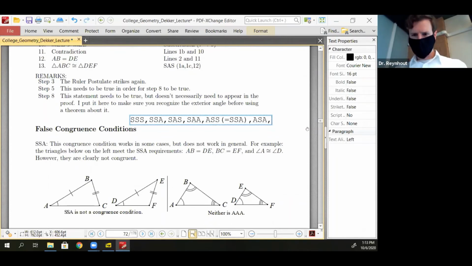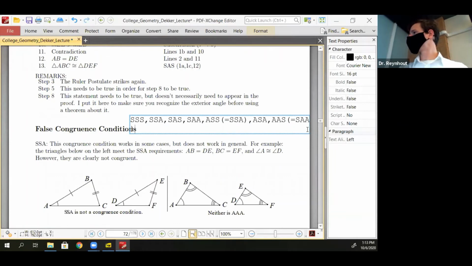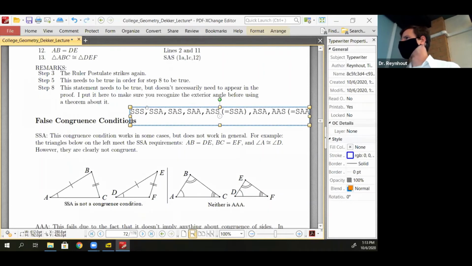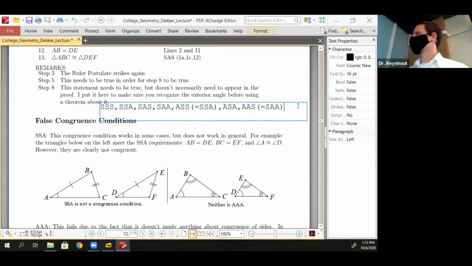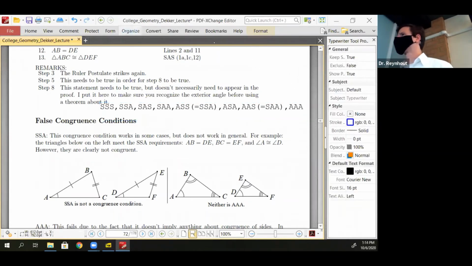And then we have angle, angle, side, which is the same as already given, SAA. And I must be using a different font size here because this fit okay when I wrote it up the first time. There we go. And then all A's. There we go. Okay, awesome. So those are our possibilities.